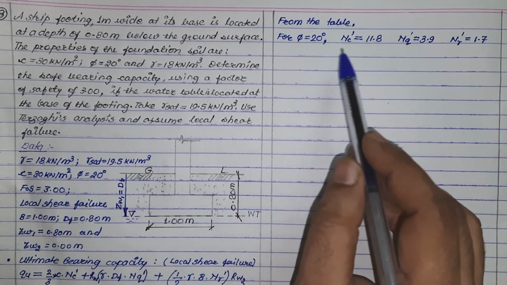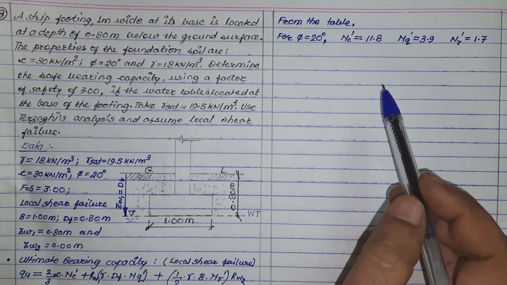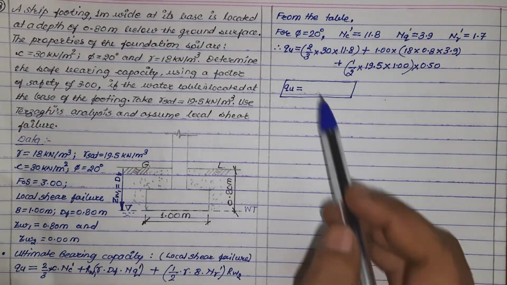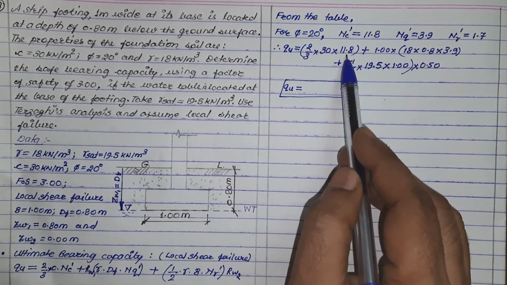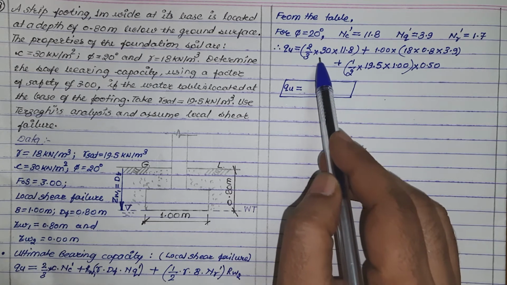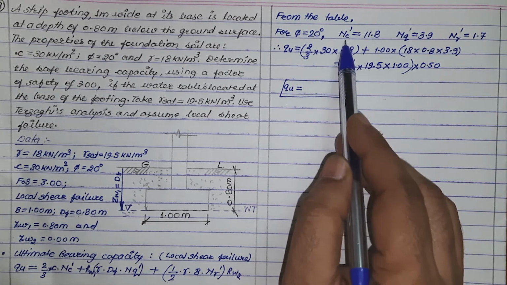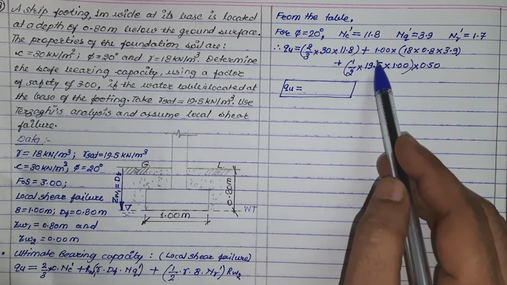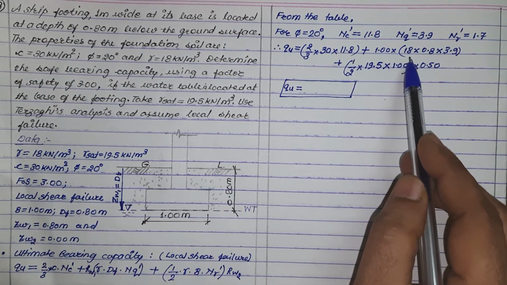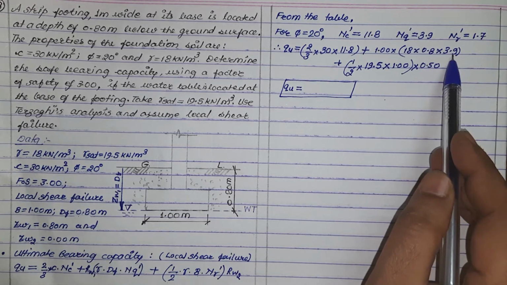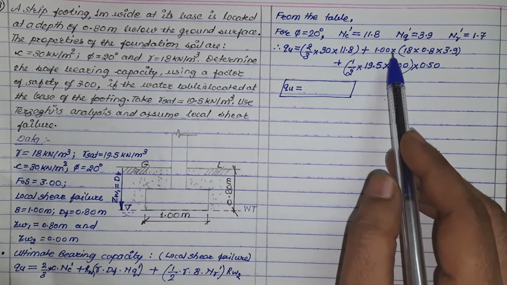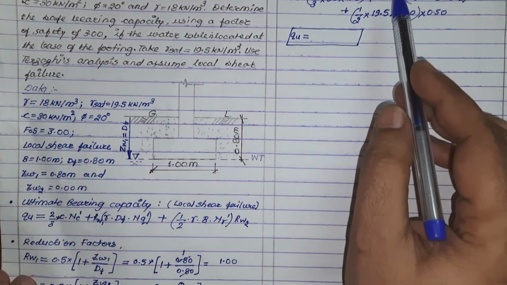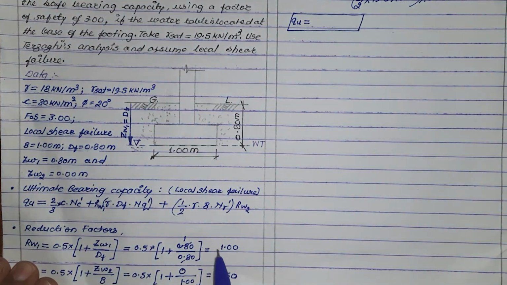Now we will substitute all these values in the basic equation of ultimate bearing capacity. Thus in this equation Qu equals 2/3 of C NC dash, that is cohesion multiplied by NC dash 11.8, plus 1 multiplied by 18 into 0.8 multiplied by 3.9. What is 1? 1 is the reduction factor for water table. Recently we have found out, so this is the value. RW1 is 1.